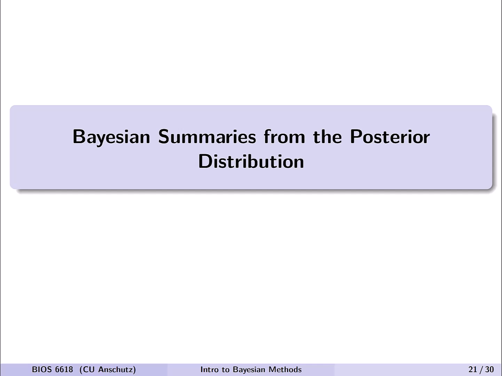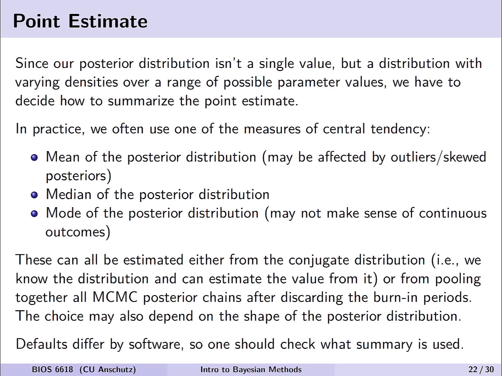So now that we've discussed MCMC and other ways to do the posterior very generally and briefly, let's look at ways we can summarize different Bayesian quantities and compare them to frequentist analogs from the posterior distribution. The first thing we're probably interested in getting from our posterior chains or distribution is some point estimate. Now, since our posterior distribution isn't a single value, but in fact, hence the name, a distribution with varying densities over a range of possible parameter values, we have to figure out how we want to summarize the point estimate.